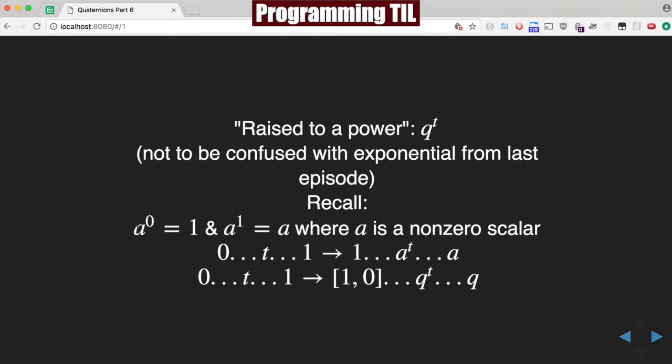So recall that when we have a scalar and we raise it to 0, it is 1, and if we raise that scalar to 1, it is always that scalar, where it is non-zero. So that looks like this, where you have a to the 0 is going to end up being 1, and a to the 1 is going to end up being a. Similarly, with quaternions, q to the 0 is going to end up being the identity of 1 and then the 0 vector here, and q to the 1 is going to end up being q.